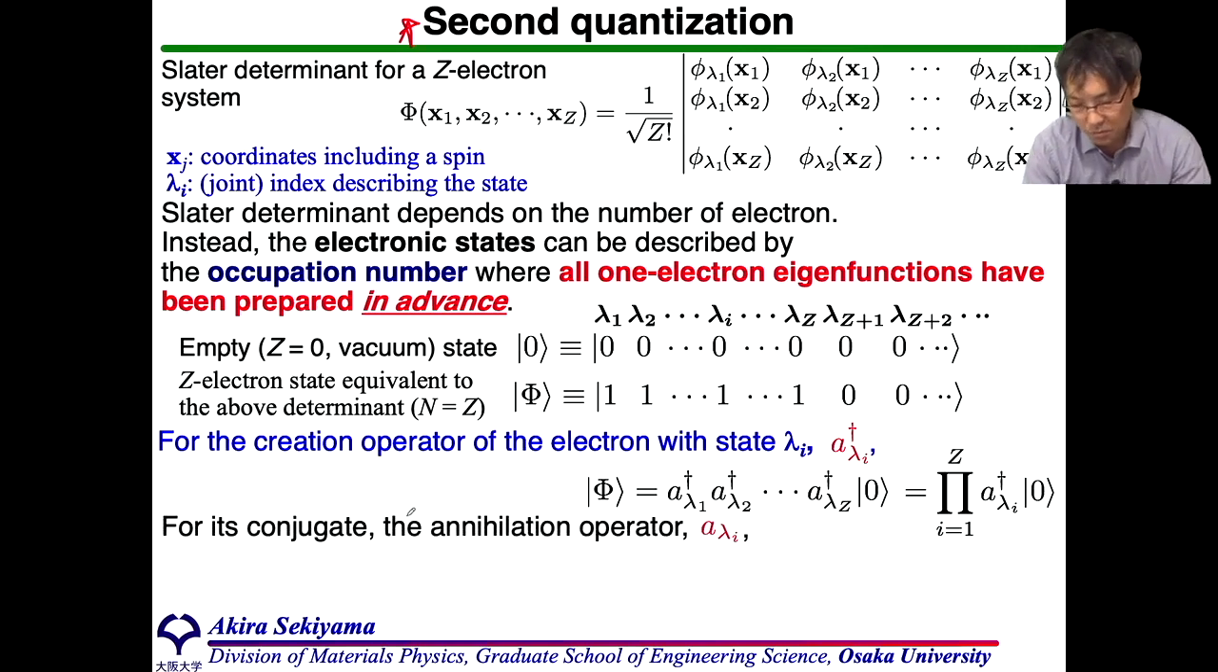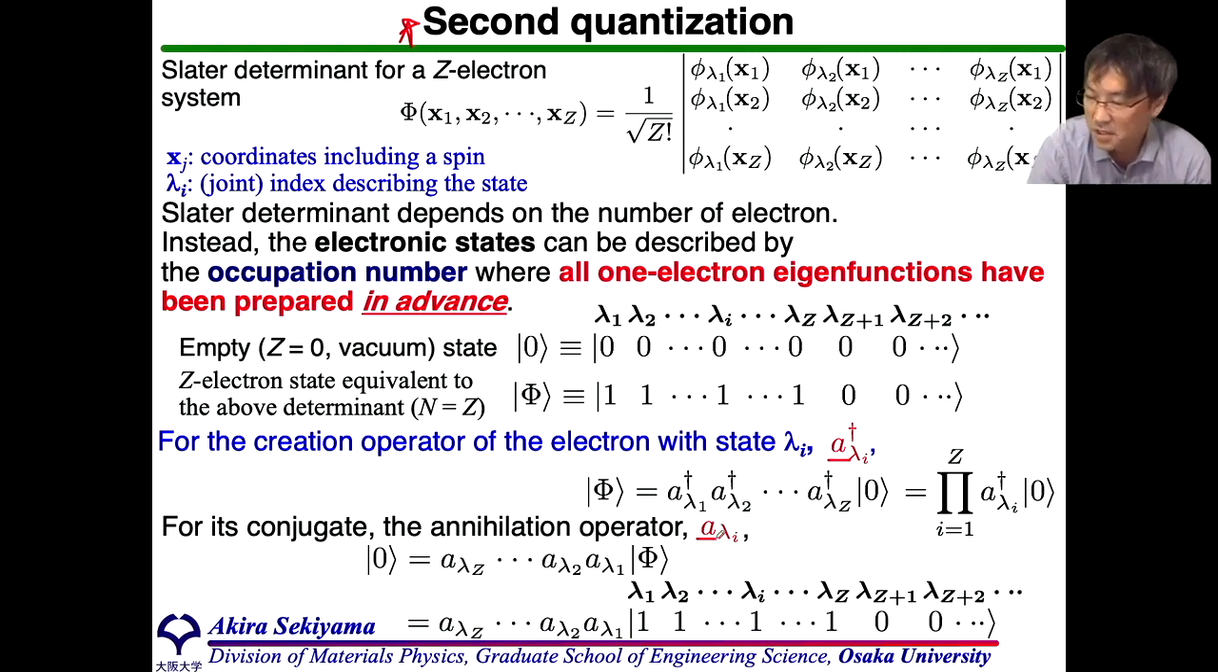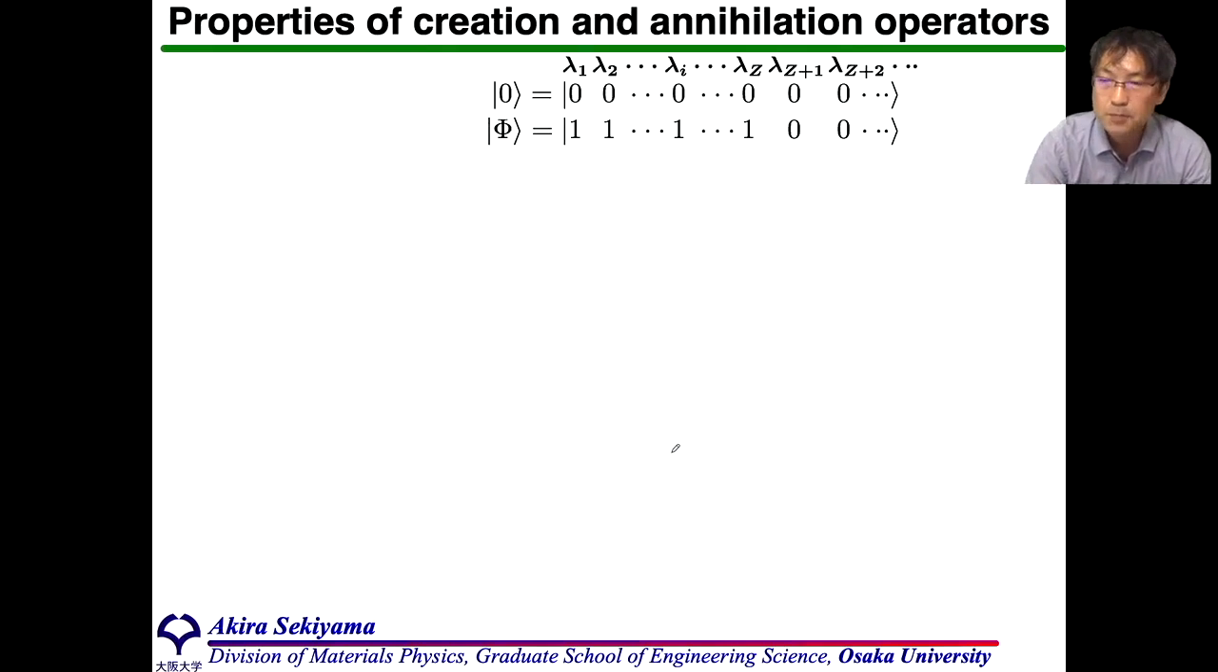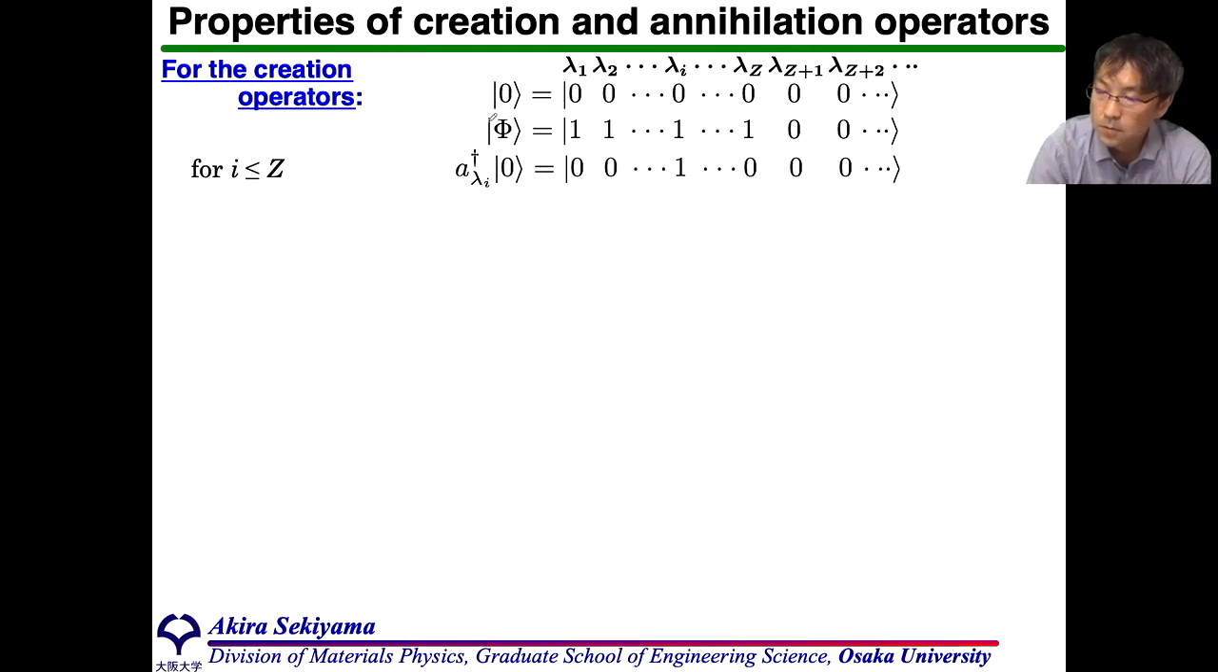Then we can also consider its conjugate, the annihilation operator of the electron, a lambda i. So the vacuum state can be expressed by using the state phi and the annihilation operator a, like this. Okay. In the second quantization, a dagger and a are introduced. Then I explain the properties of the creation and annihilation operators by comparing these two states. For the creation operator, when we create, or occupy, an electron into the state lambda i from the vacuum state, we can describe such a state as this formula.